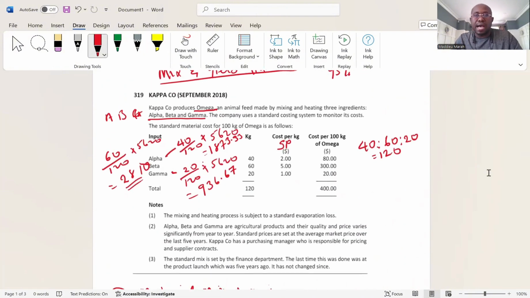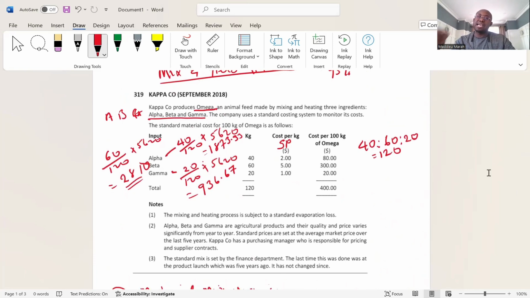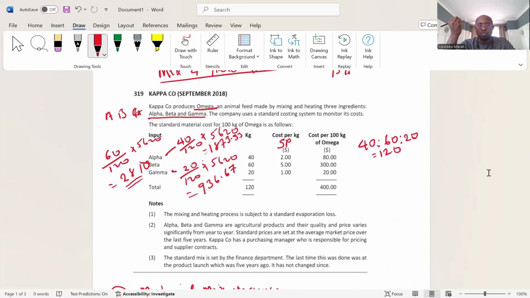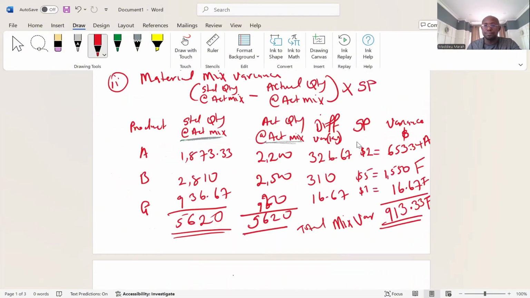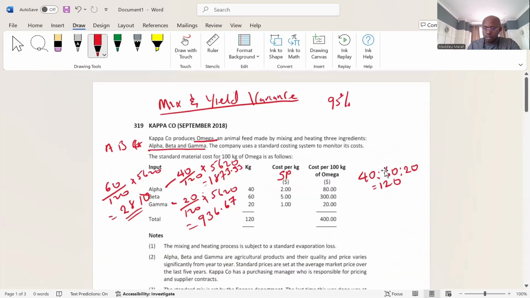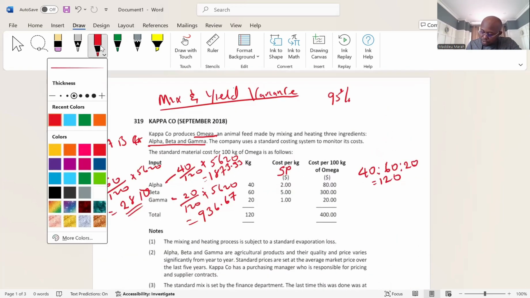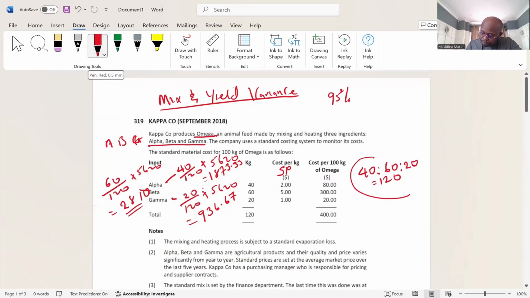we are told that the standard material cost for 100 kg of omega is as follows. But we have the ratio. The ratio of my standard figures is 40, 60, and 20. That's my ratio for standard quantity at standard mix. Right? That's my ratio.